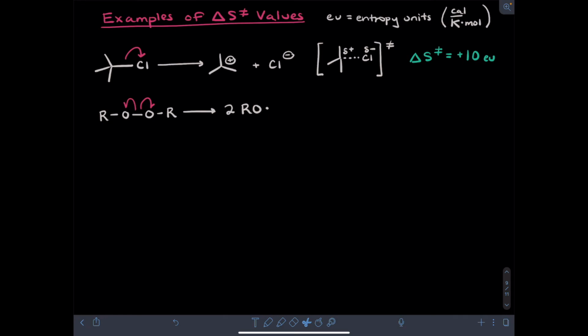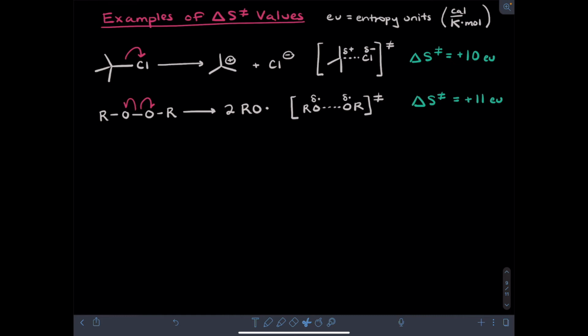Now let's consider a radical reaction where we have ROOR, and the oxygen-oxygen bond is breaking homolytically. This forms two equivalents of RO radical. At the transition state, my oxygen-oxygen bond is breaking, and my radical character at each oxygen is developing. I could denote this not as a partial charge, but as a partial radical character.